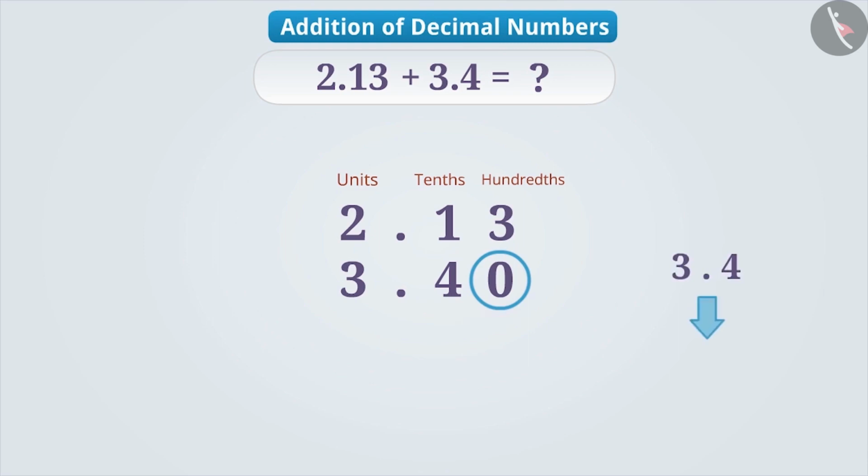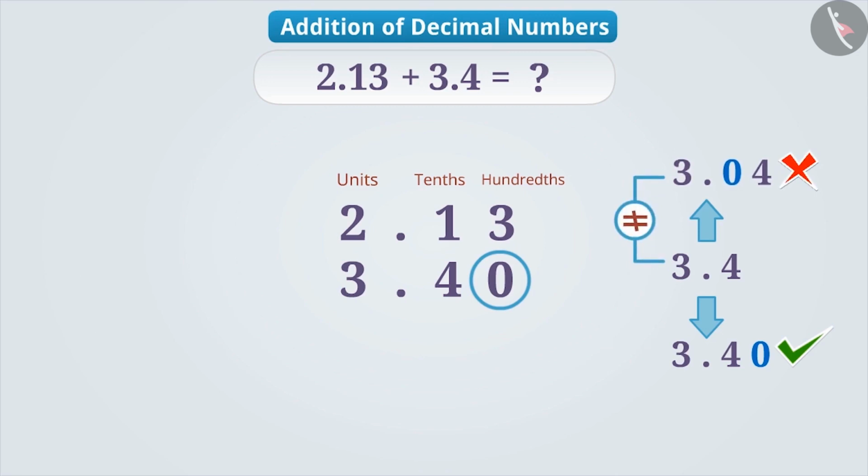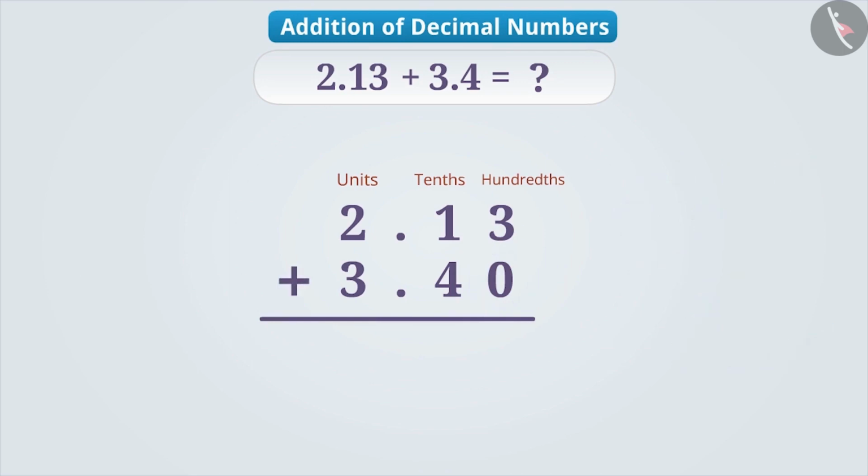Always remember that. It is correct to add 0 after a non-zero digit in the decimal number, and it is incorrect to add 0 before the non-zero digit after the decimal point, because this changes the value of numbers. Now, we have written the numbers one below the other, and with the help of 0, we have made the number of digits equal after the decimal point.